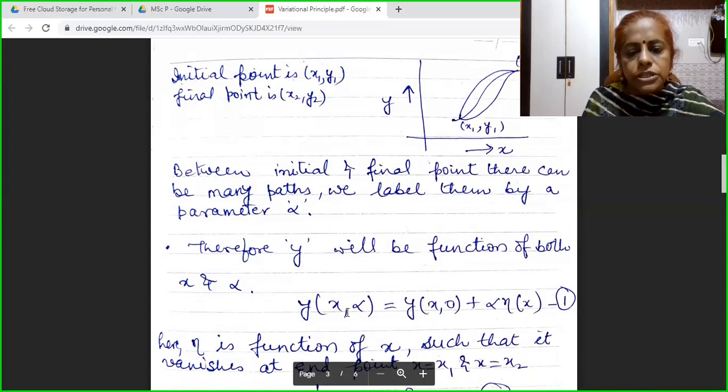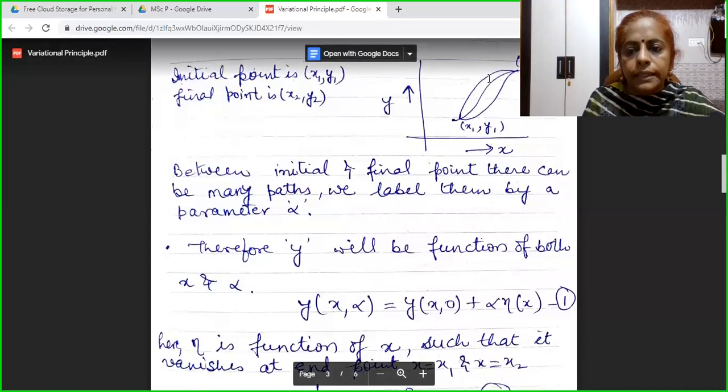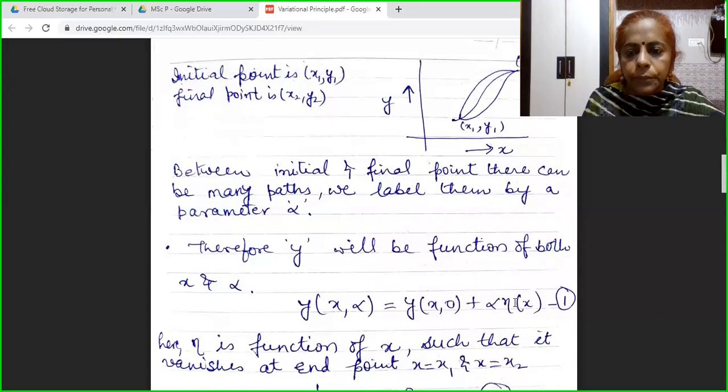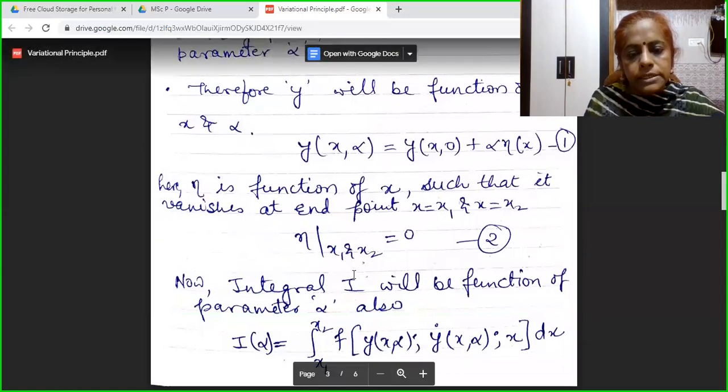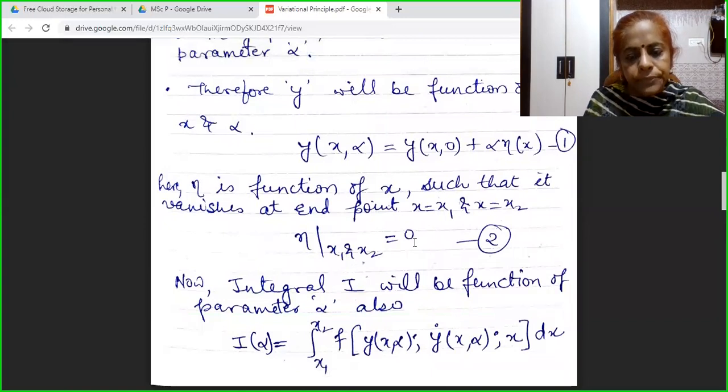I am writing this functional dependence y(x, alpha) to be equal to y(x, 0) plus alpha eta(x). What are these functions? Eta(x) is a function of x, and this function is defined such that at the endpoints, that means at x1 and x2, its value is 0. That means if it is 0 at endpoints, what is the value of y(x, alpha)? It is y(x, 0). This is our correct path. Here I have written that eta is a function which vanishes at endpoints.